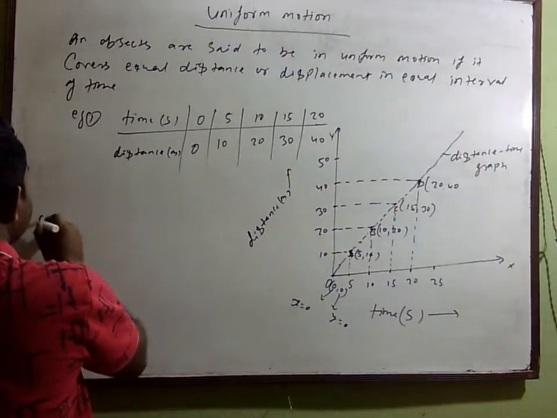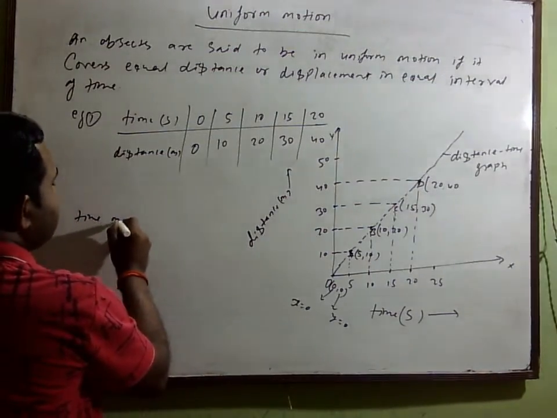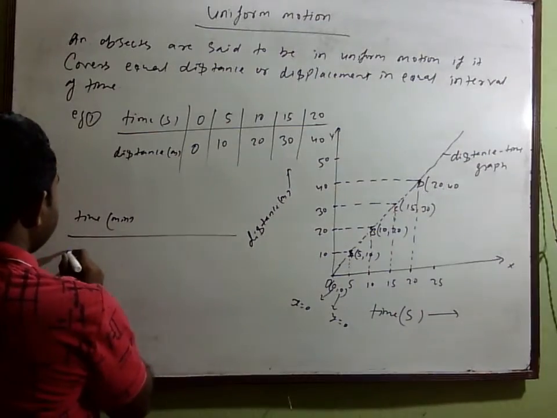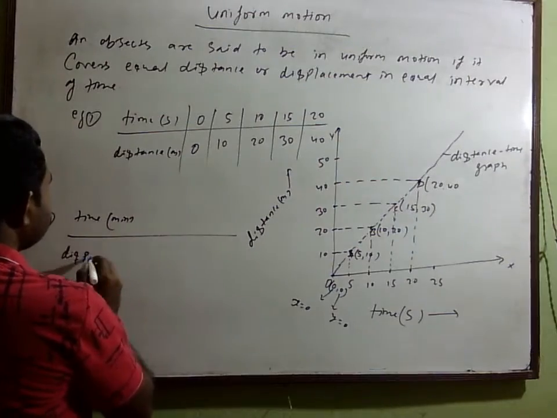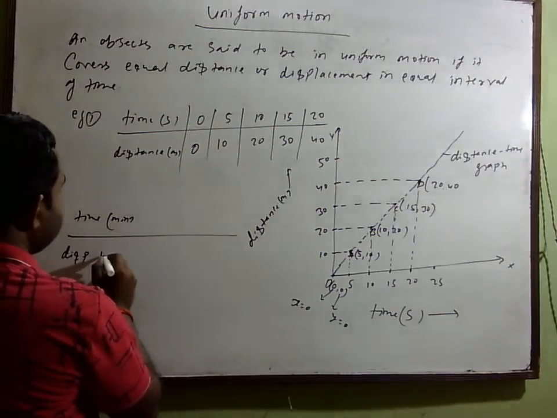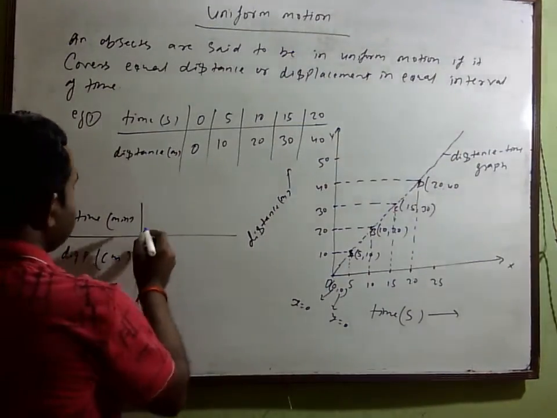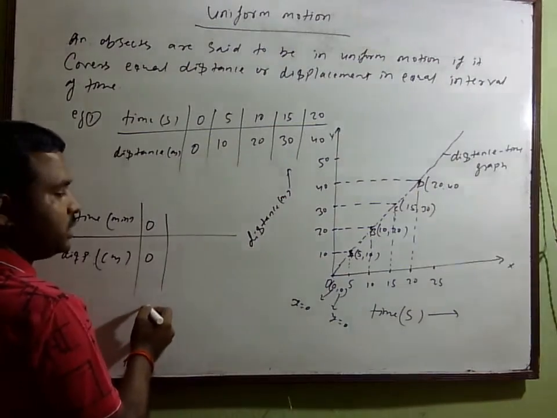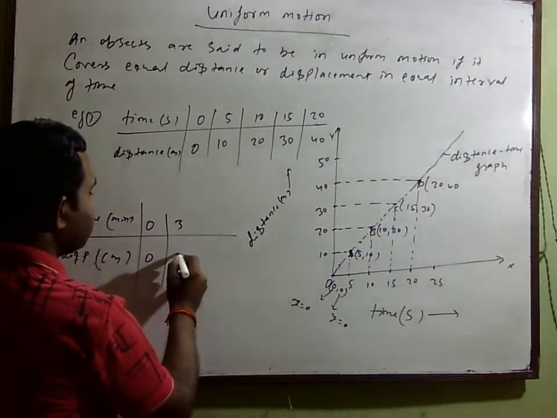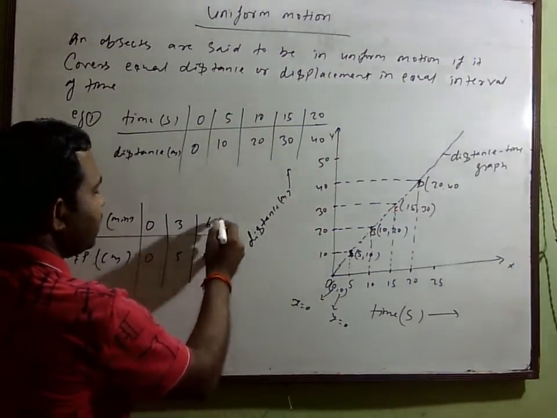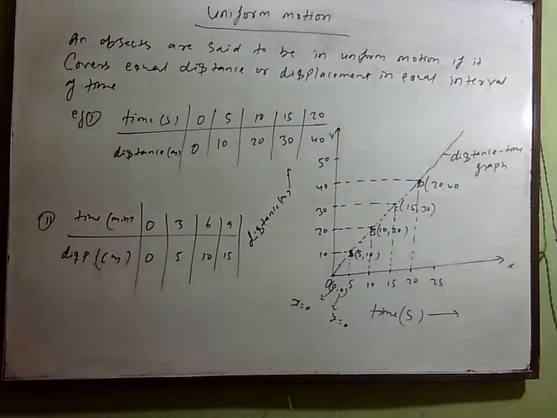Similarly, one more question I am giving you to complete yourself. Suppose this is the first one and the second one. Here the time is in minutes, and now I am taking the displacement here, in suppose centimeters. So when the time is 0, displacement is 0. And here suppose 3 and here 5, then 6 and 10, and 9 and 15. This is the question, so you will practice.